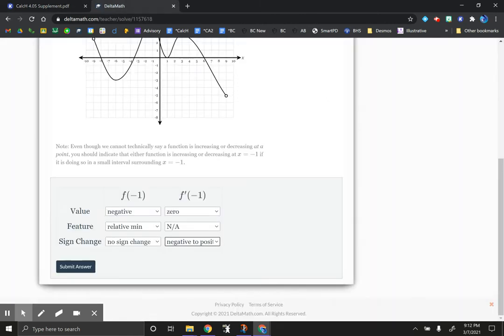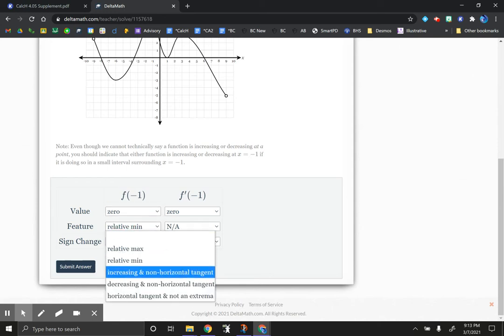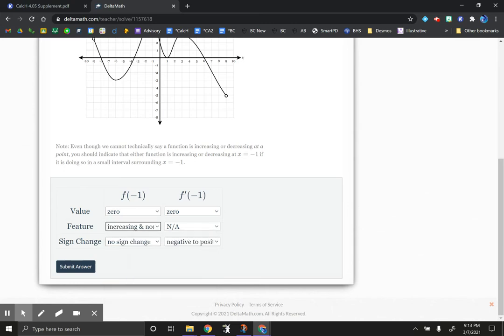So if I jump over to the Delta Math, how would I reset this? Well, the value of f of positive 4 is 0. It's not a relative min, but instead we said that it was increasing at that particular time. And the sign change, we were saying we're going from below the x-axis to above on this graph, so that would be negative to positive. And that's all for the graph of f.